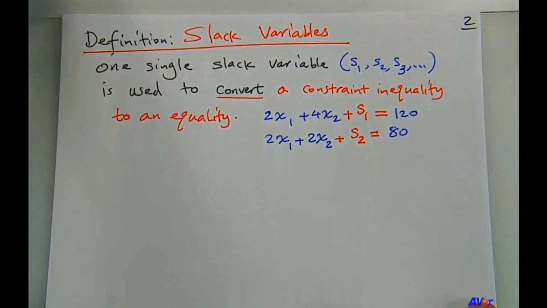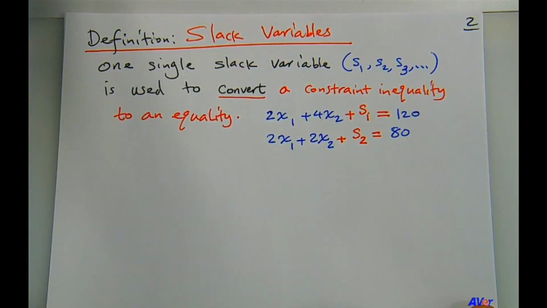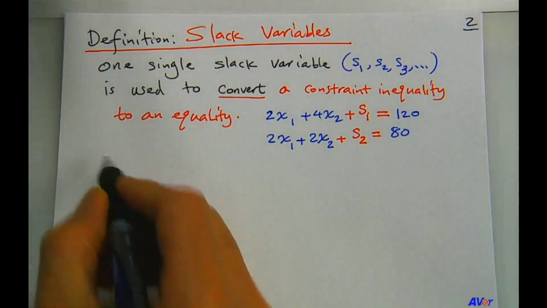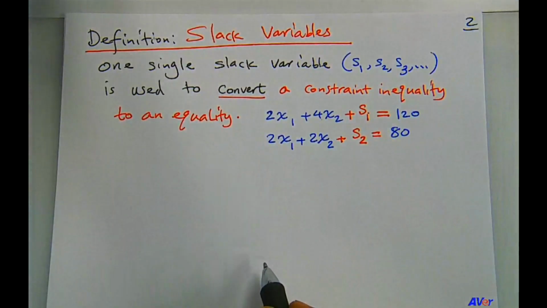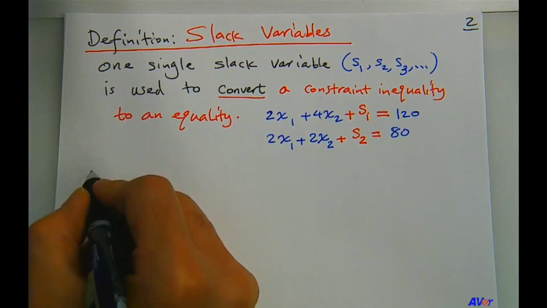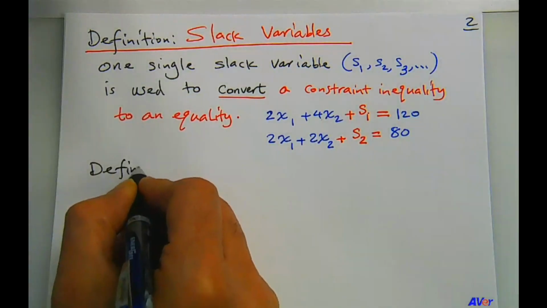Now that we know about slack variables, let's give the definition of the initial simplex tableau. So here's another definition.